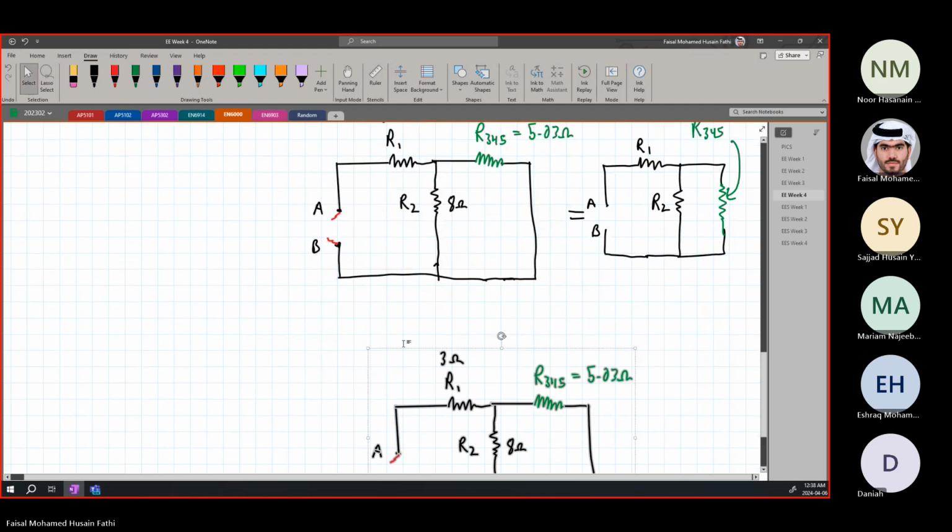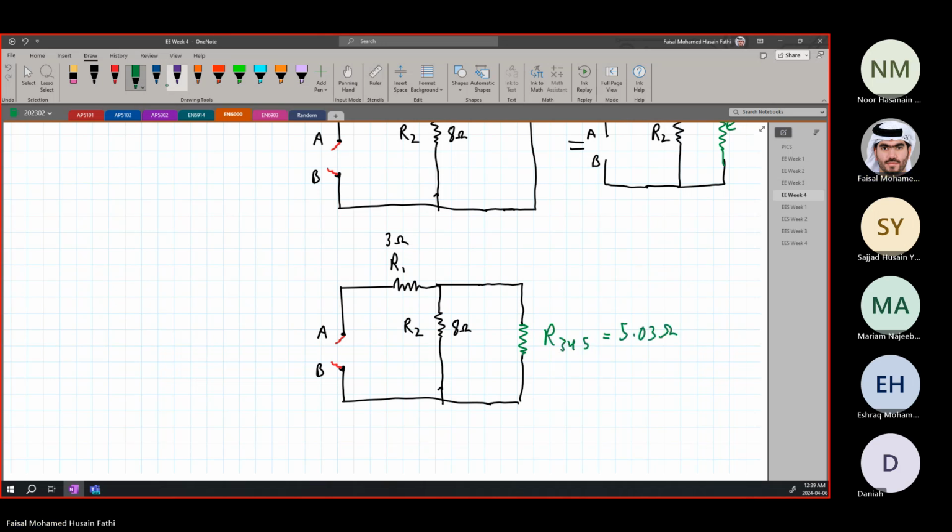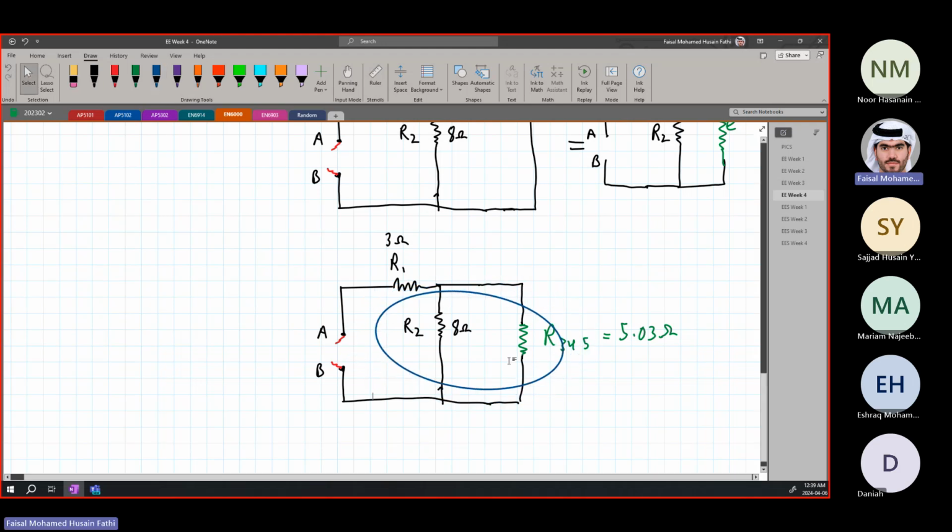One second. Let me redraw it here really quickly. I'm just redrawing it so the idea is clearer for you. This is R345, which equals 5.03 ohms. Now we are going to look at the next two. These two resistors. Okay. These two resistors now, we need to simplify them. Are they in parallel or are they in series?